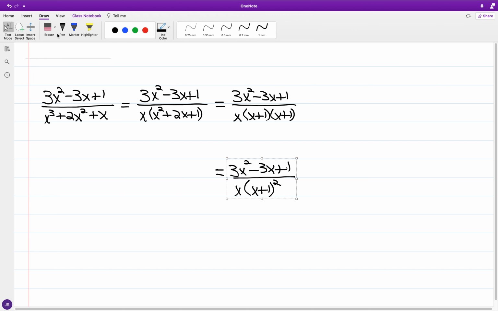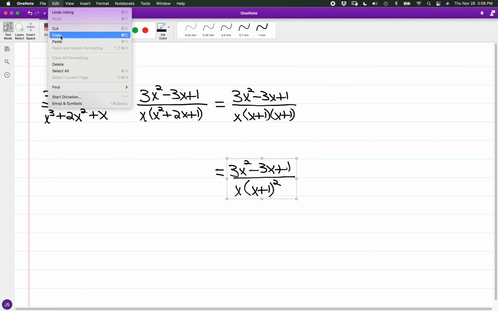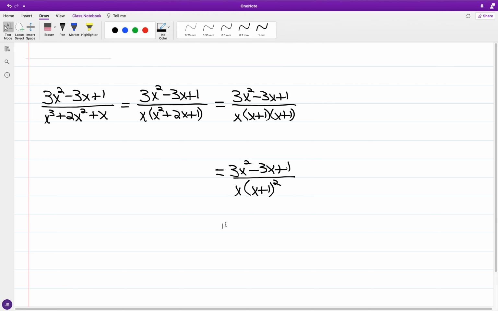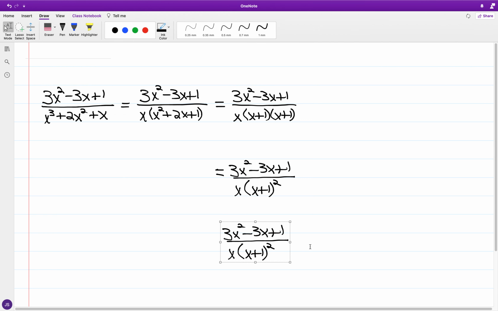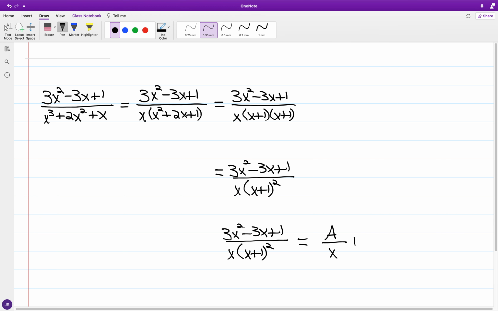Now, looking at setting the stage for partial fraction decomposition, we're going to have a linear factor x and a repeating linear factor x plus 1 squared. So we're going to have a over x. Now we'll have one factor expressed in the denominator as x plus 1, and with the repeat, we'll have x plus 1 squared.